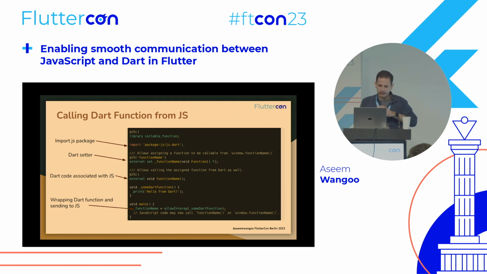Yes, so in this allow interop, we are calling a sum Dart function, and this sum Dart function is just simply printing hello from Dart. Cool. And if we want to do the other way around from JavaScript to Dart, we just need to have this annotation at JS and then pass in the function name. And that function name is the same which you can see on the 1, 2, 3, 4th point. Should also be the function name.